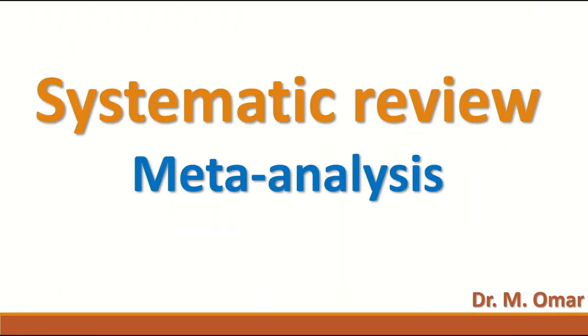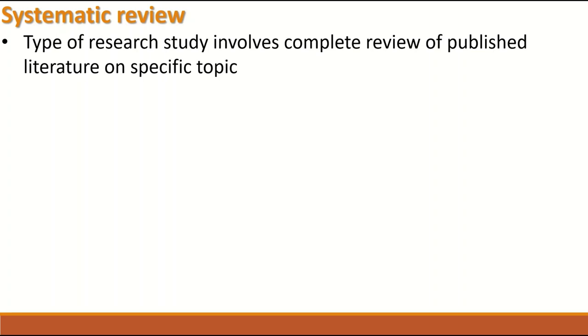Systematic review and meta-analysis. So what is a systematic review? Systematic review is a type of research study that involves searching and reviewing most, if not all, the published literature on a specific topic. It is a literature search that involves a complete review of all published publications on a specific topic, those studies that investigate a specific objective, aim, or question.